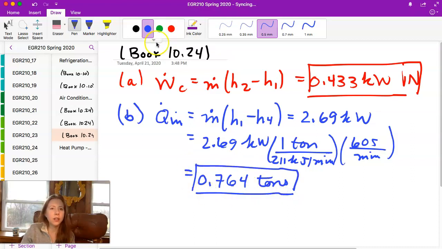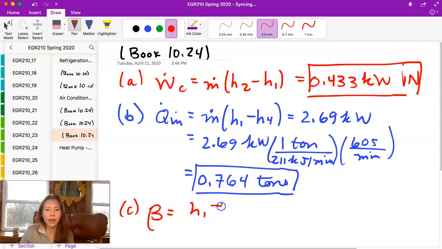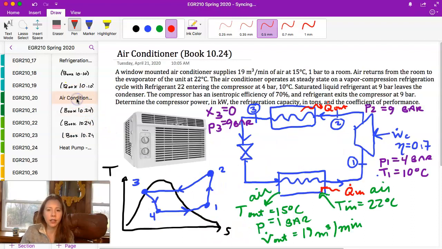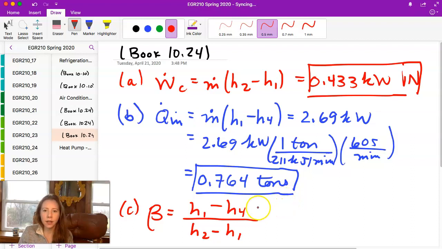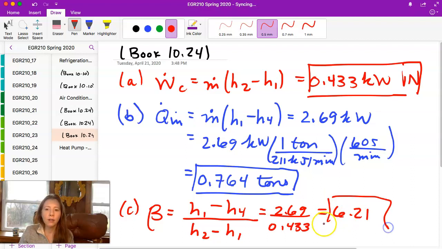All right, last part is the coefficient of performance. So beta is going to equal H1 minus H4, so the enthalpy change through the evaporator over the compressor. Okay, so just looking at this again. So Q in over W C. And this is going to give us 2.69 over 0.433, which is 6.21 for our coefficient of performance.